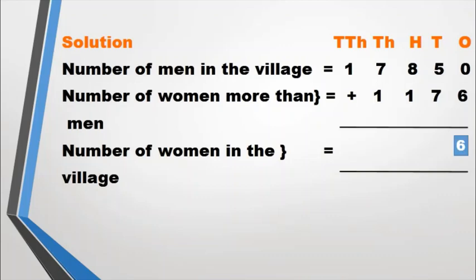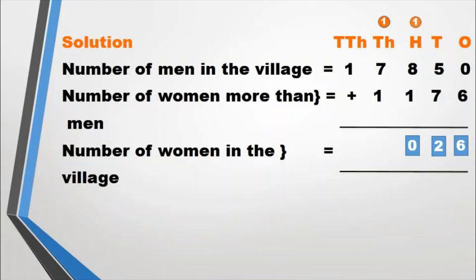Now let us start adding the numbers. Add the digits in the ones place. 0 plus 6 is 6. 5 plus 7 is 12. Write 2 in the tens place. Carry over 1 to the hundreds place. Now add the digits in the hundreds place. 8 plus 1 is 9 plus carry over number 1. It is 10. Write 0 in the hundreds place and carry over 1 to the thousands place.